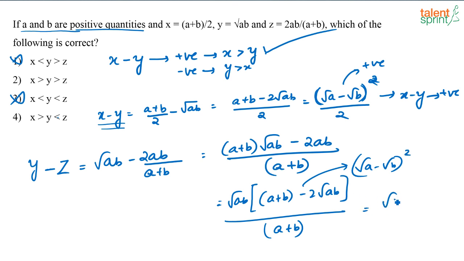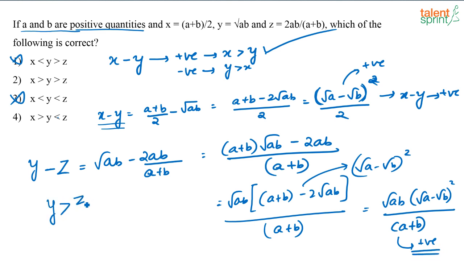So this expression is nothing but root of ab into (root a minus root b) the whole squared, divided by (a plus b). So the answer that you get here is also going to be positive. If this is also positive, what does that mean? That means that y is greater than z. So what can you say? You can say x is greater than y is greater than z. So what will be your answer? Option 2 will be your answer.